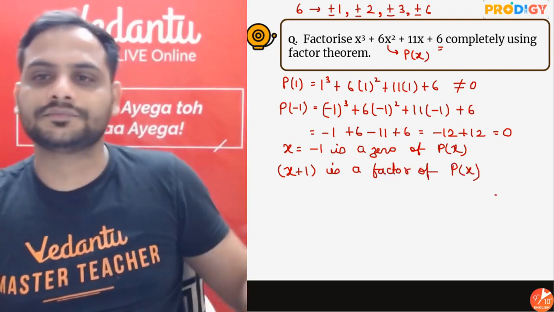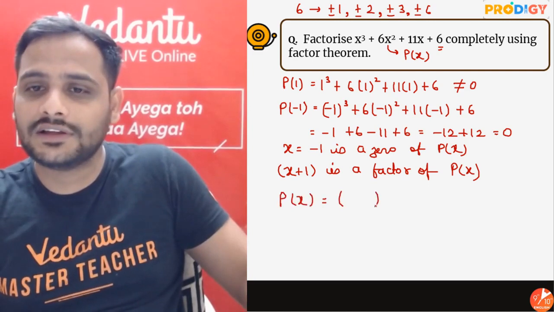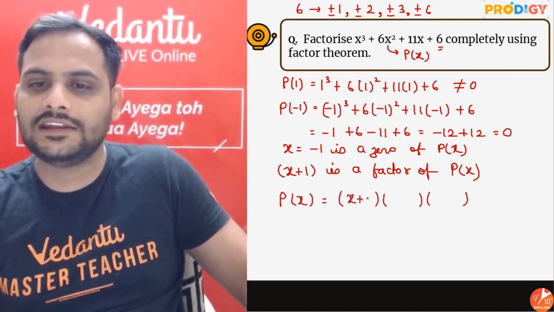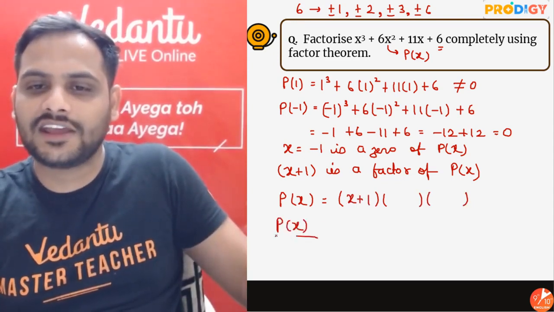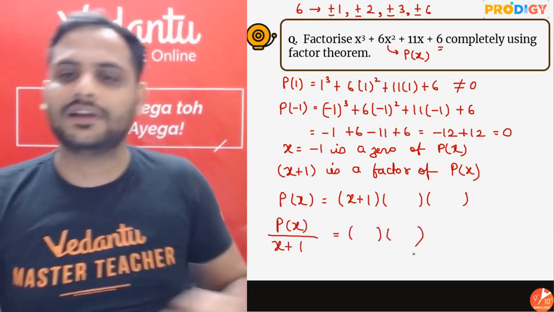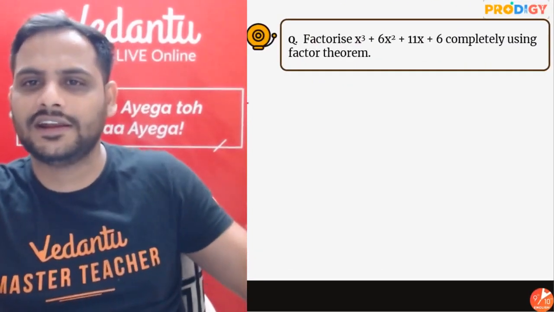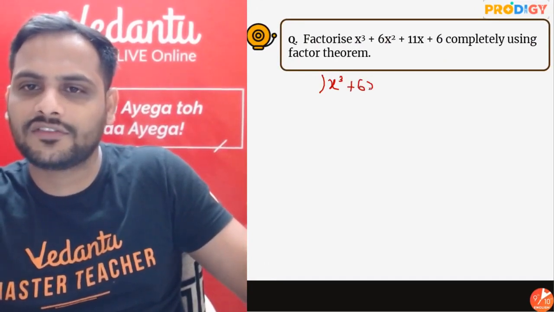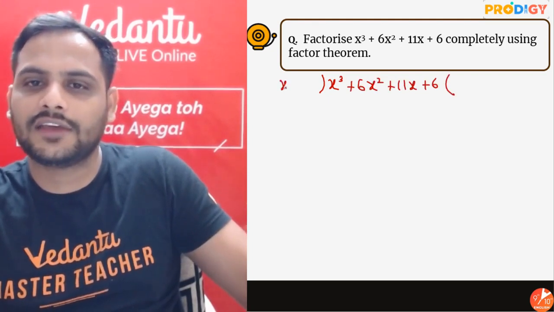Okay? So now this p of x is a cubic polynomial, so it will have 3 factors. Now out of these 3 factors, if I get any one, the other 2 I can easily get by dividing by x plus 1. So if I divide this polynomial with x plus 1, I will get my remaining 2 factors. Let's do that division. So I will divide x cube plus 6x square plus 11x plus 6 with x plus 1.